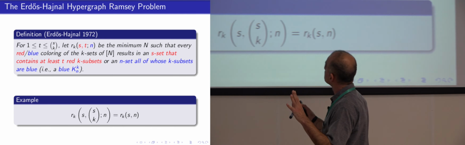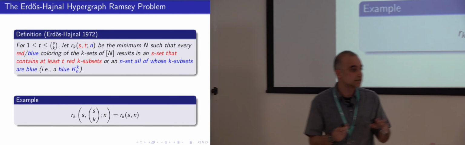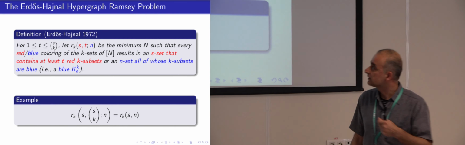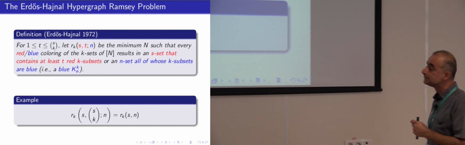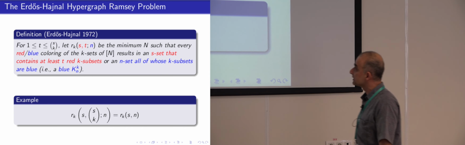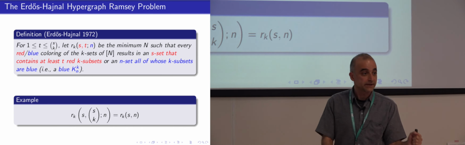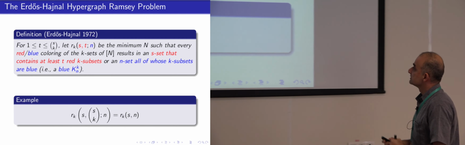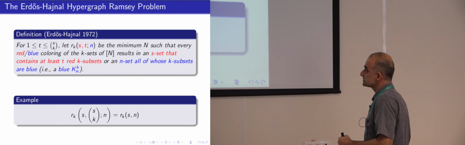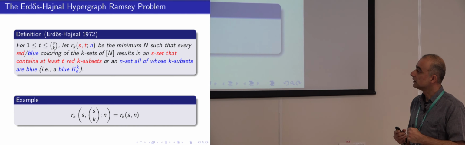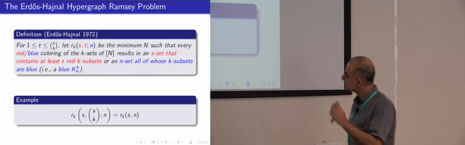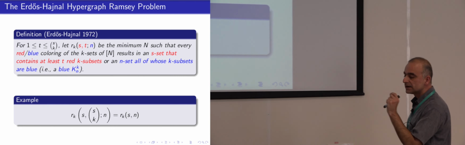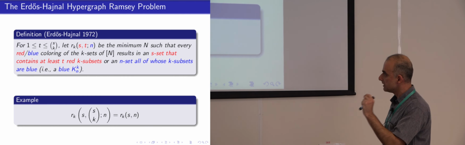So formally, suppose you're given S greater than k and t an integer between 1 and S choose k, the generalized Ramsey number R sub k, S, t of n is the minimum capital N such that no matter how you color the k sets red and blue, you get something red or you get something blue. The red thing you get is S vertices with at least t edges, and the blue thing you want is a clique. And the reason they consider this question is to get a finer understanding of how these Ramsey numbers behave.